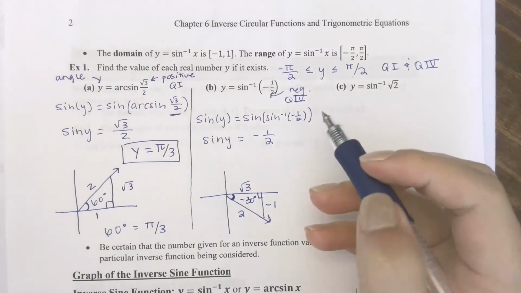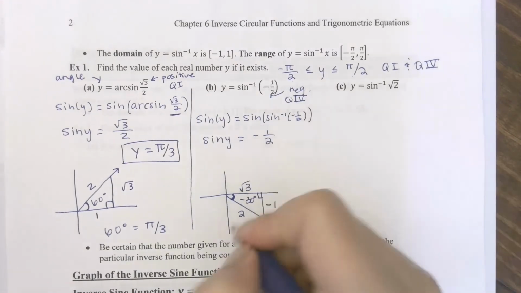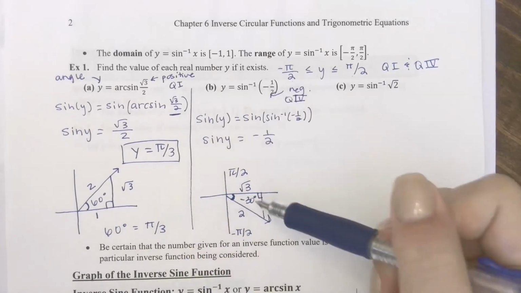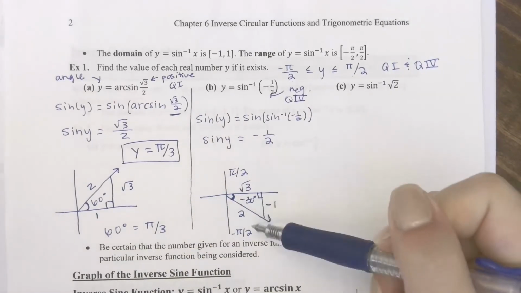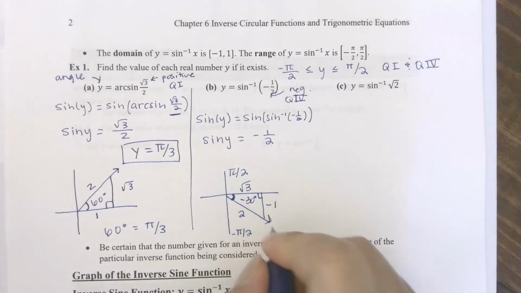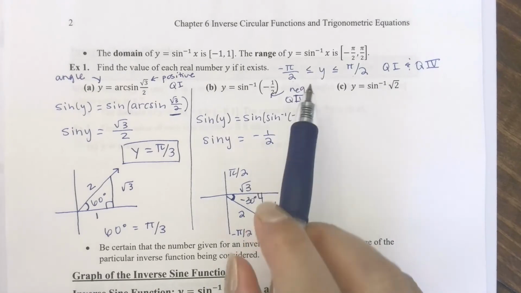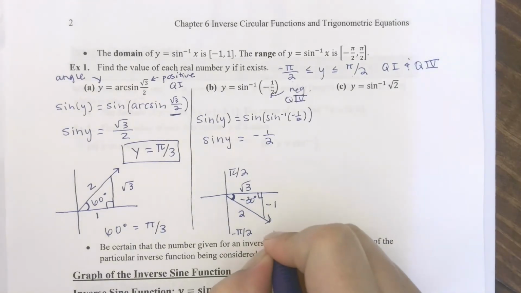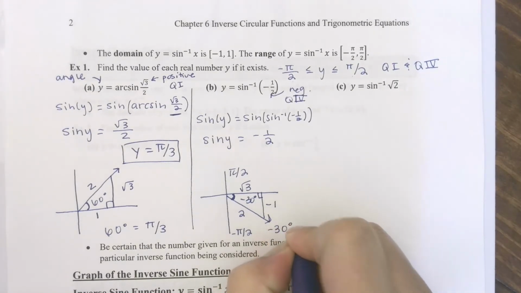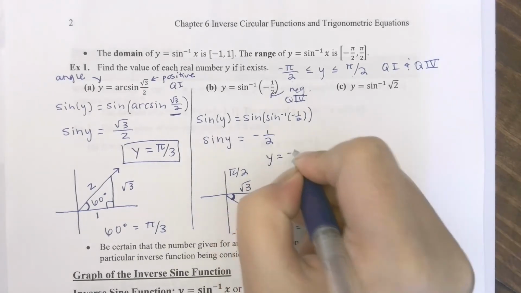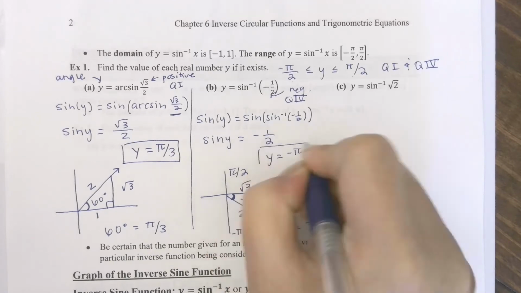Okay, because we're in negative pi over 2 to pi over 2. So in the fourth quadrant, you're going to have negative angles here. And again, we want to put our answer in radians because our interval was given in radians. So negative 30 degrees is equal to negative pi over 6. So that means y is equal to negative pi over 6.